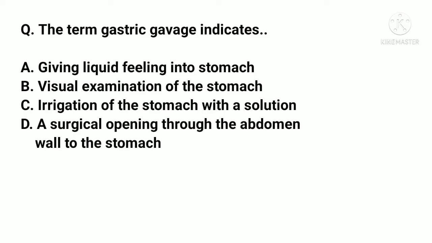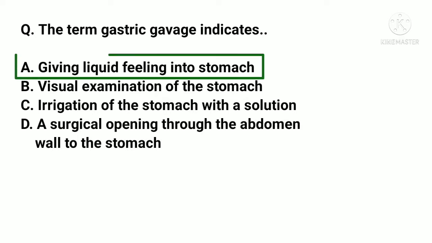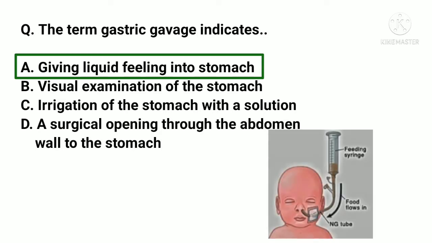The term gastric gavage indicates A. Giving liquid feeding into stomach. B. Visual examination of the stomach. C. Irrigation of the stomach with a solution. D. A surgical opening through the abdomen wall to the stomach. And the correct answer is A. Giving liquid feeding into the stomach. The gastric gavage is a way of giving medications and liquids through nasogastric tube into the stomach or small intestine.